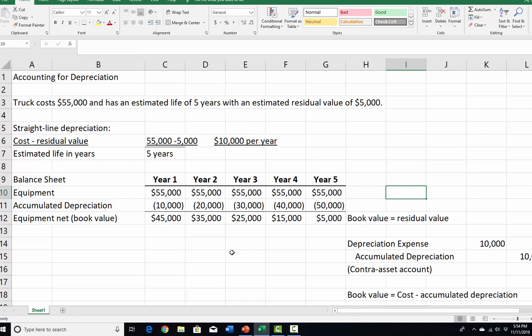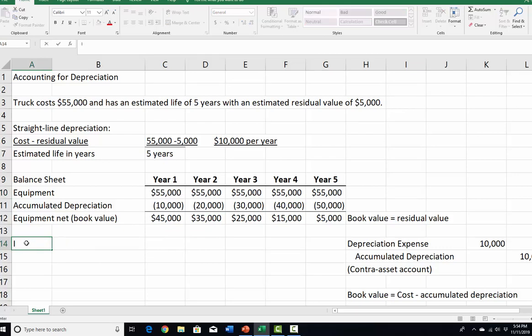All right, so let's review what happened. We're recording $10,000 of depreciation expense every year. We debit depreciation expense and credit the accumulated depreciation. Our book value is going down every year by the amount of depreciation expense that we record. All right, that's our balance sheet.